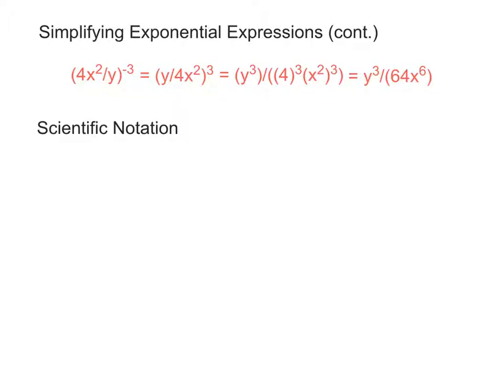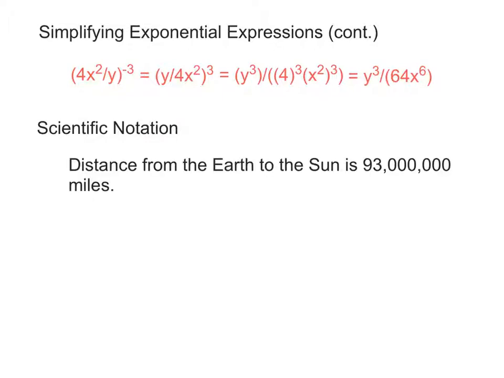So now let's talk about scientific notation. Scientific notation is simply a way of writing very large or very small numbers in a concise, simple manner, rather than having a lot of zeros. Let me give you an example. The distance from the Earth to the Sun is 93 million miles. Now, we could write 93 million as 93 followed by 6 zeros, or we could use scientific notation.